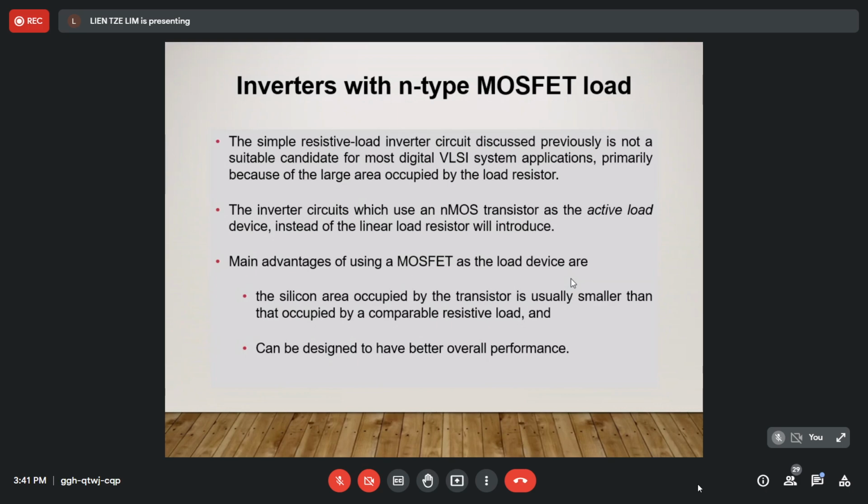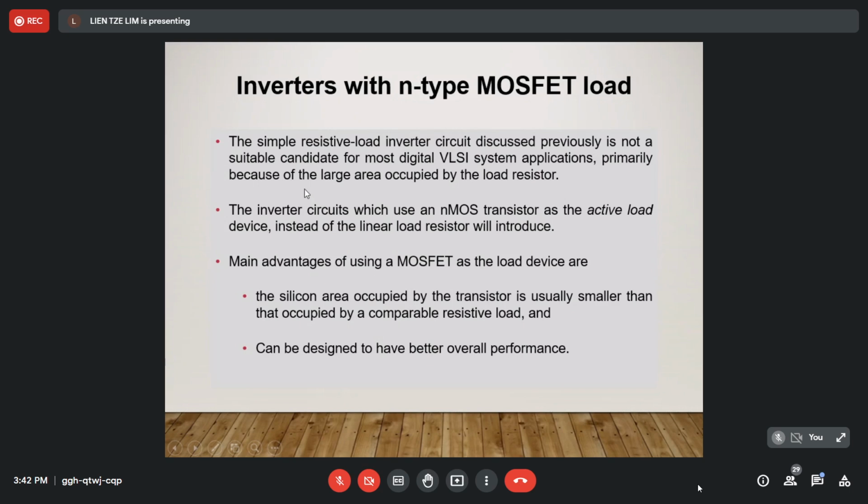In the previous topic, the resistive load inverter used a resistor and then the NMOS. But a resistive load inverter looks not so suitable to be used in VLSI system applications. That's why this topic is introduced, with other types of MOS inverter, to show you which inverters are more suitable to be used in VLSI applications.